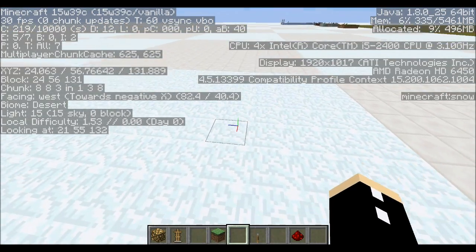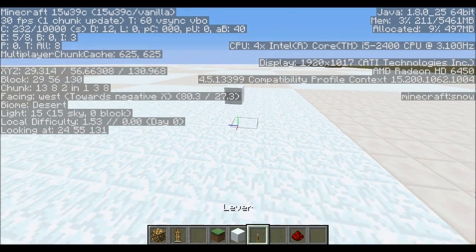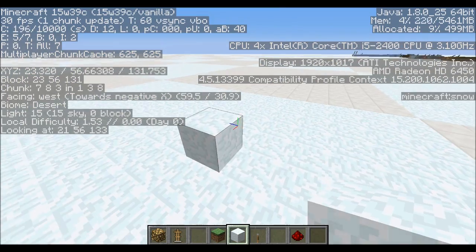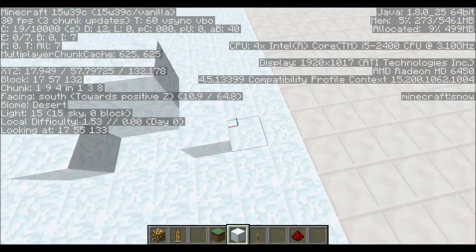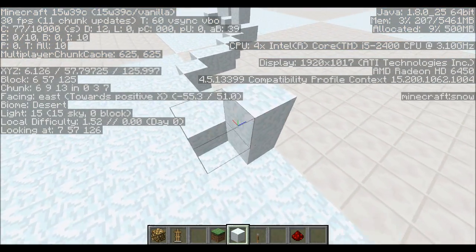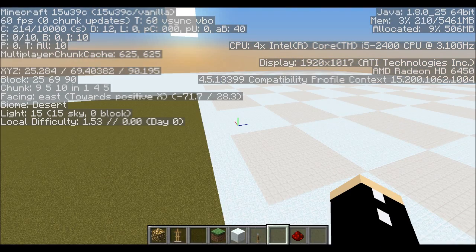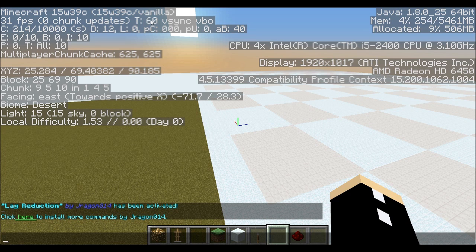Now what is a chunk update? It's when the chunk literally has an update. So if I place a block down, it basically updates this entire chunk. So if I place multiple blocks down and do all kinds of crazy things, you'll see that the amount of chunk updates actually increases. Then we have this section here, T, 60.